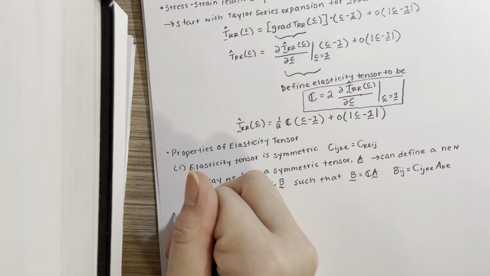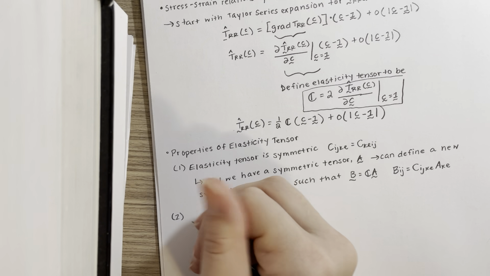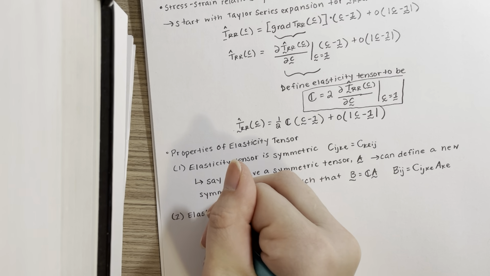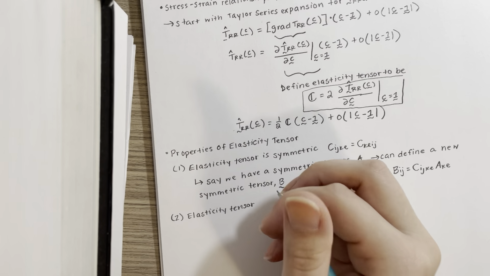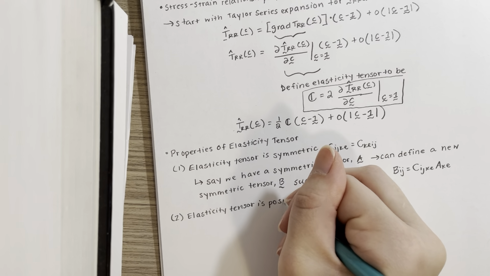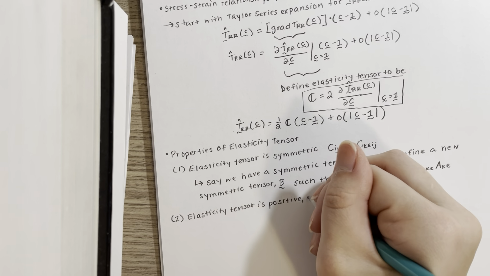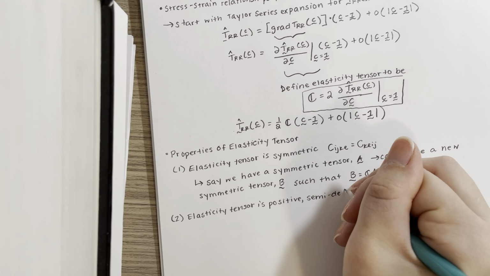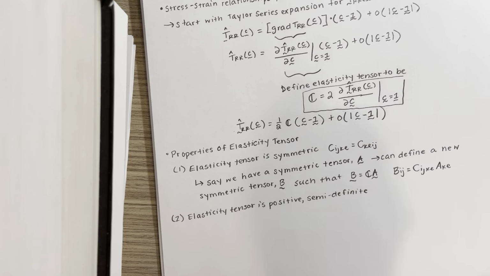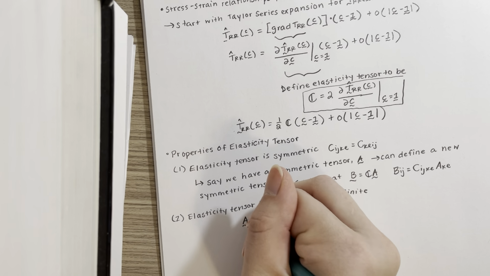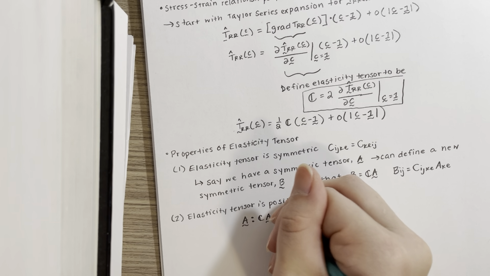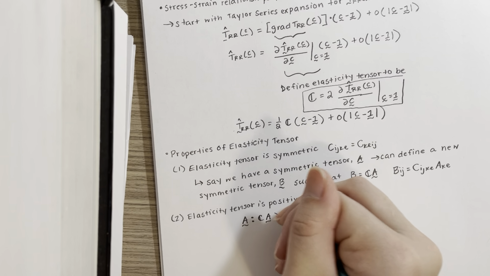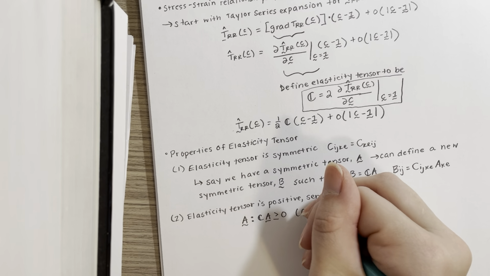Our next property is that the elasticity tensor is positive semi-definite. So what this means is that we have our symmetric tensor A. If we double dot that with C times A, this is greater than or equal to 0 for all symmetric tensors A.